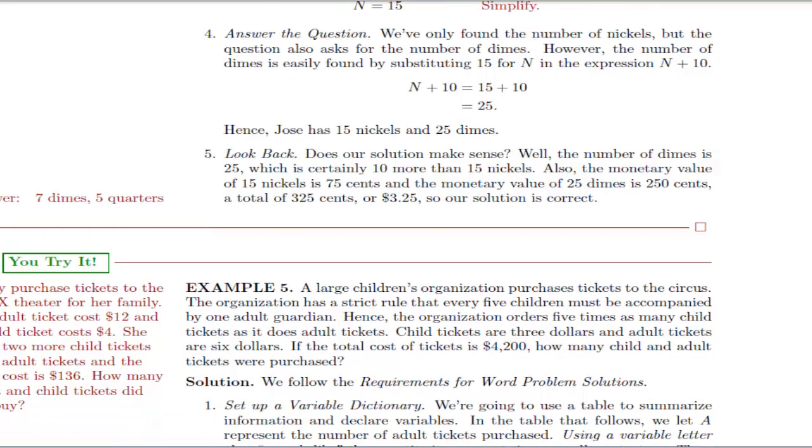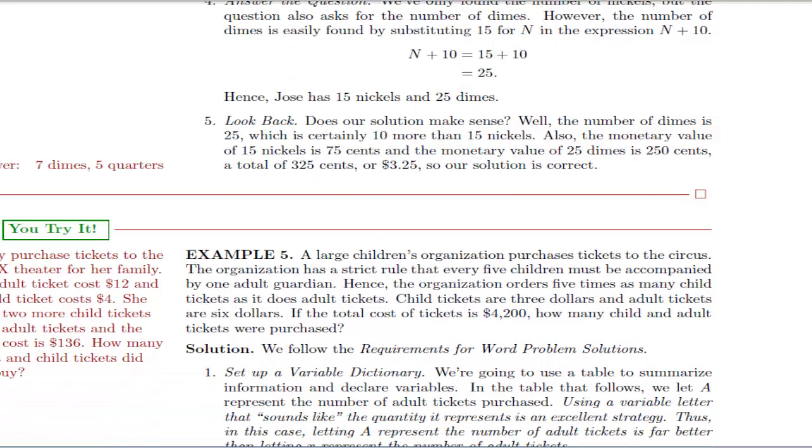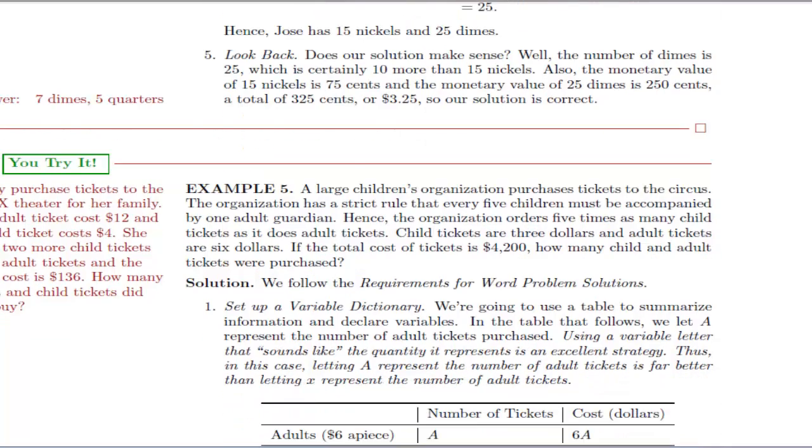5. Looking back, does our solution make sense? Well, the number of dimes is 25, which is certainly 10 more than 15 nickels. Also, the monetary value of 15 nickels is 75 cents, and the monetary value of 25 dimes is 250 cents, a total of 325 cents, or $3.25. So our solution is correct.